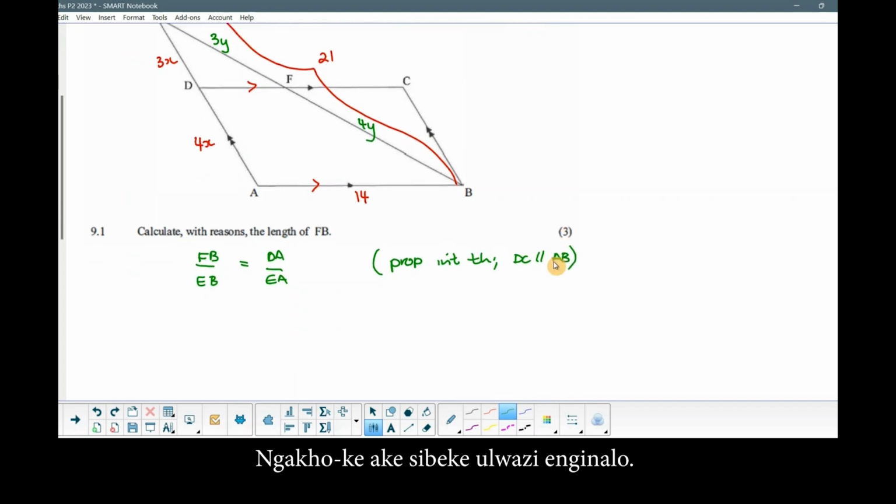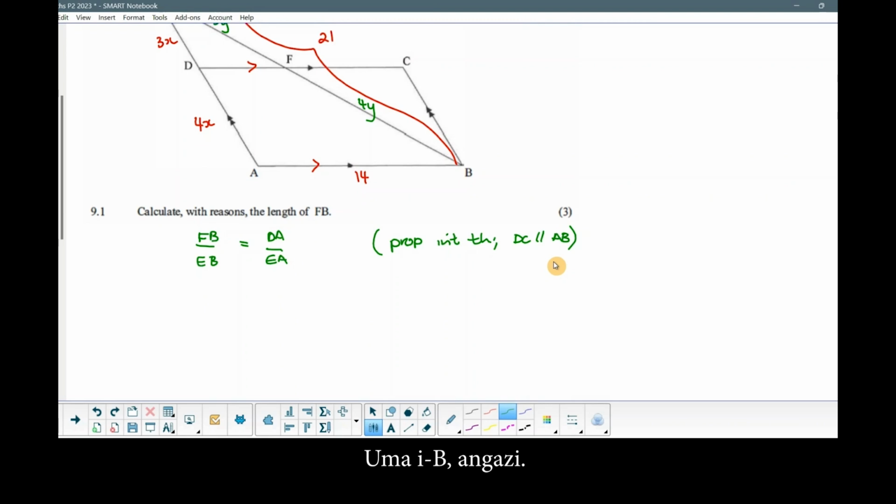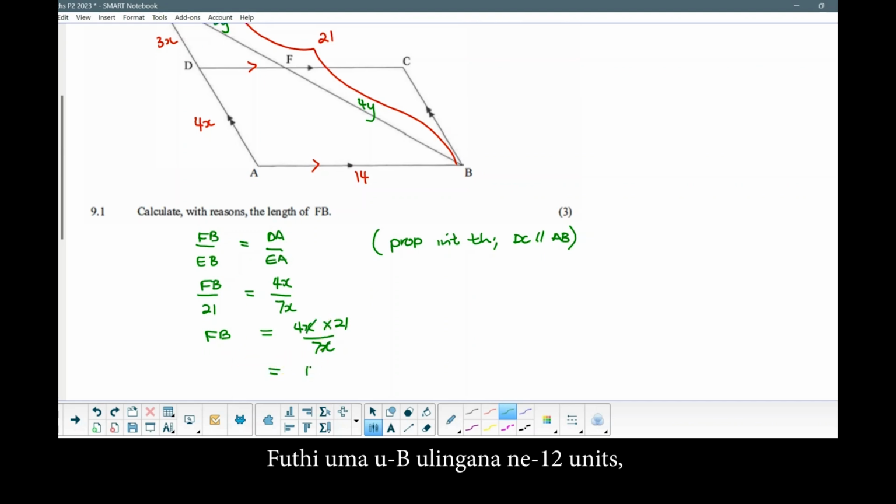So let's put in the information that I have. FB, I don't know. That's what I want to find. I know that EB is equal to 21. I know that DA is equal to 4x, and EA is equal to 7x. So FB is equal to 4x times 21 over 7x. My x's will cancel out neatly, and FB works out to 12 units.